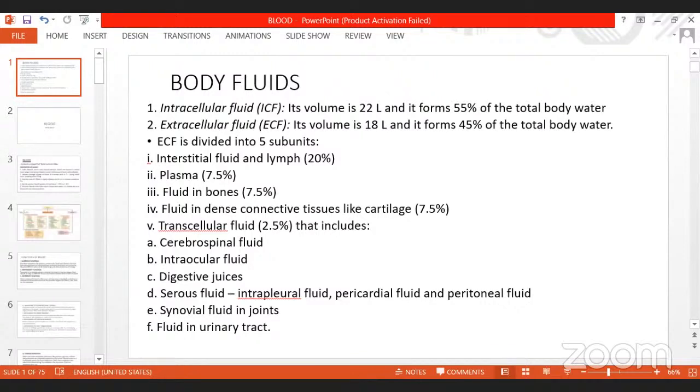pleura, interpleural fluid, pericardial fluid, that is the fluid in the pericardial space, and the peritoneal fluid, that is in the peritoneum. And also there is the synovial fluid in the joints and fluid in urinary tracts included in the transcellular fluid. So altogether that is around 45%. Only interstitial fluid and transcellular fluid are different, that is 20% and 2.5%. All the other fluids consist of 7.5%.